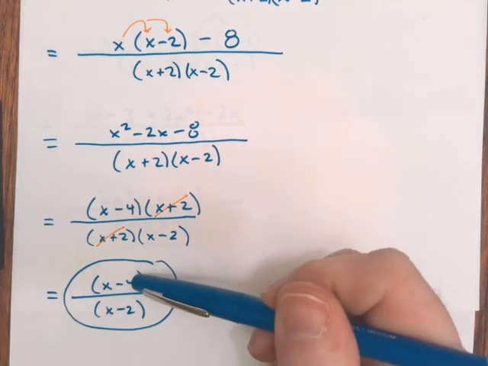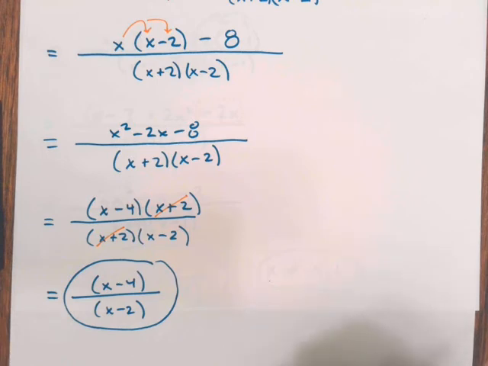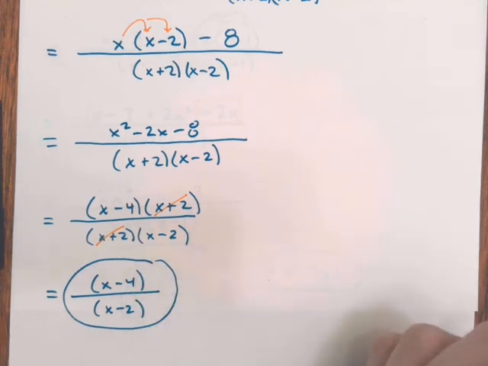But we do have a single quantity on the top, so really you don't need the parentheses there. Same thing in the bottom, so you could rewrite that without any parentheses at all. So there's our final answer after we add or subtract and simplify.